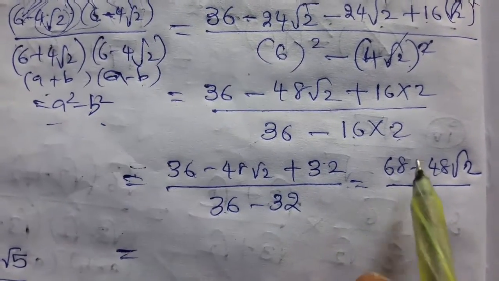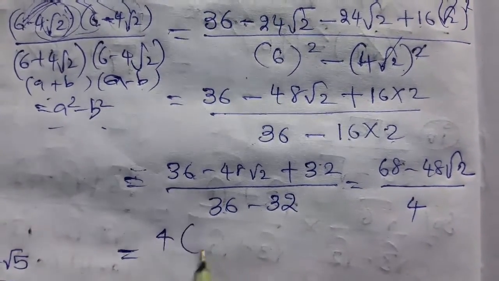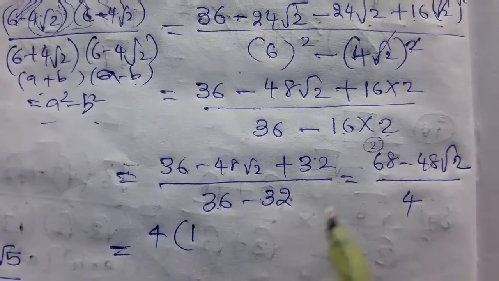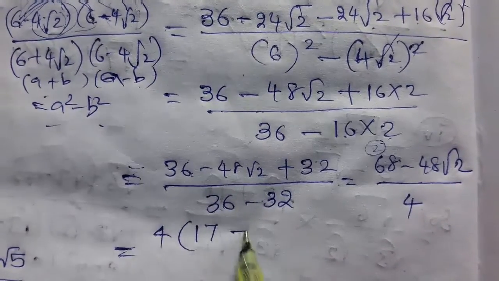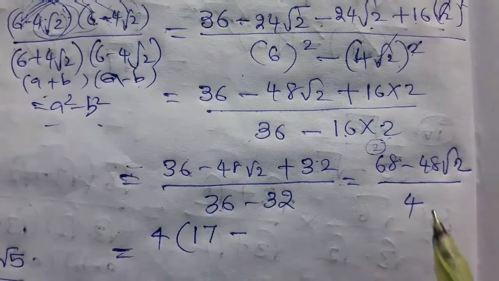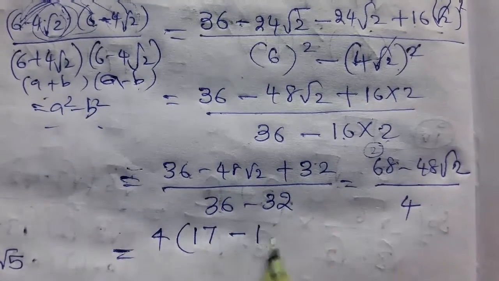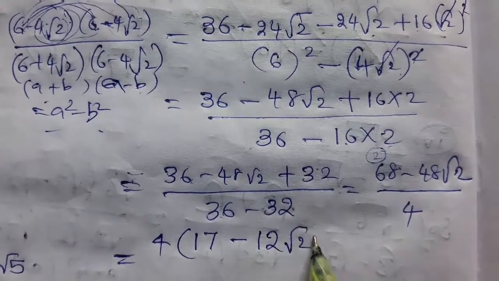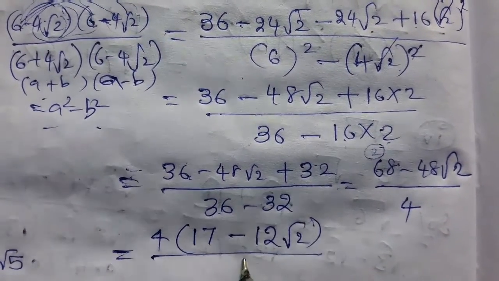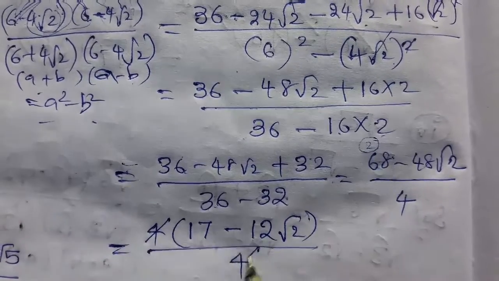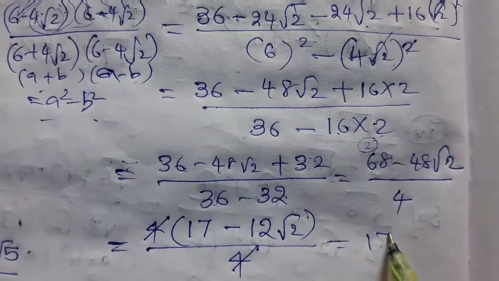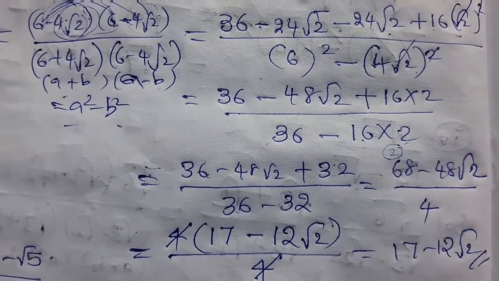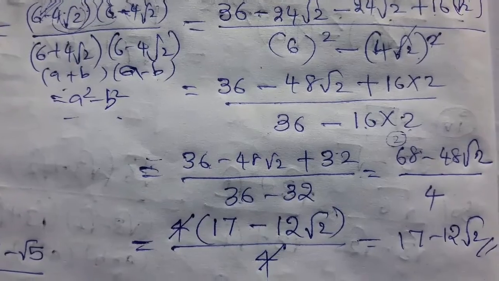Now bring the 4 common. 4 ones are 4, 2 is left, 4 sevens are 28, minus, here also 4 ones are 4, next 4 twos are 8 into root 2, by 4. Numerator and denominator 4 cancel. 17 minus 12 root 2 is the answer of the question. Now move to the next question.